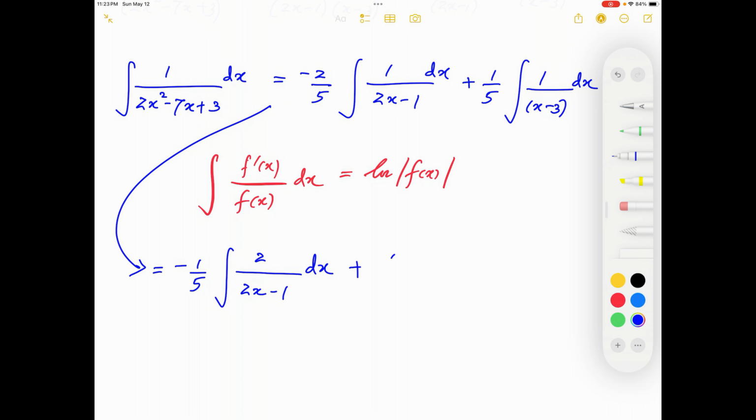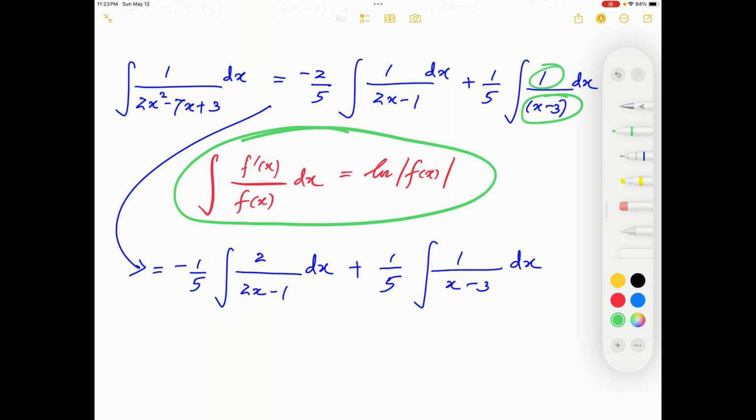The other integral is 1/5 integration 1 over x minus 3 dx. I know very clearly that if I differentiate x minus 3, I get 1. Therefore, I can straight away apply this theorem for that second integral.